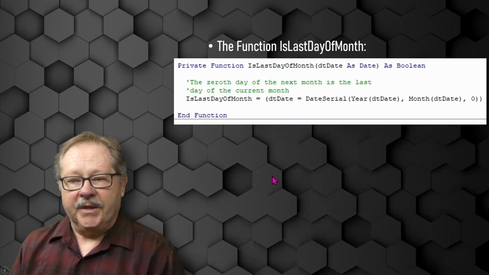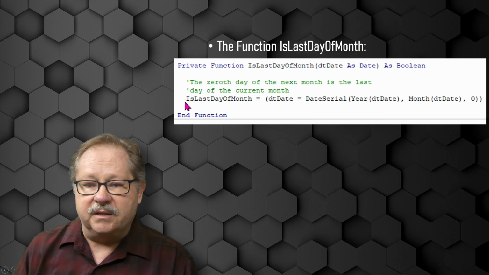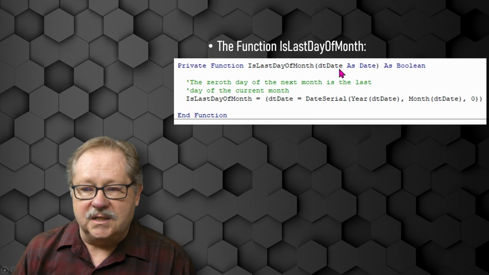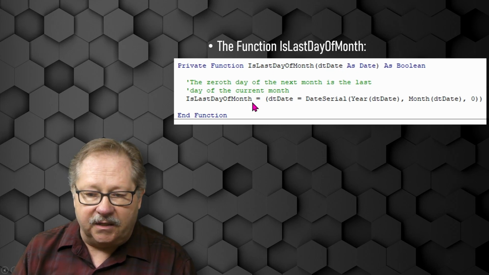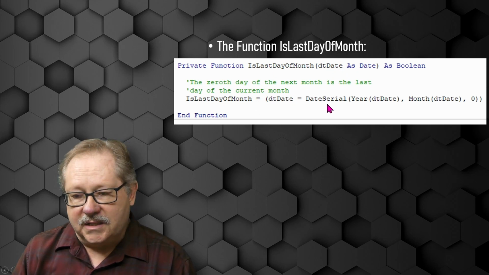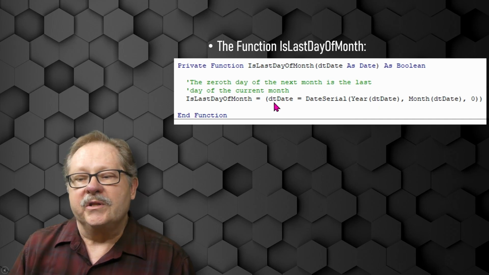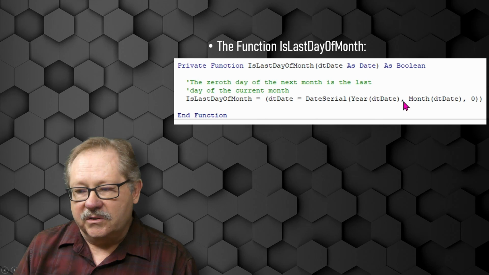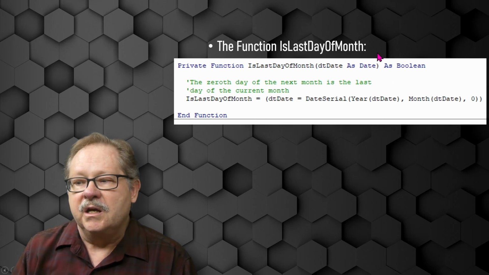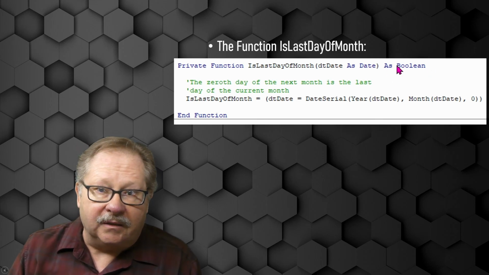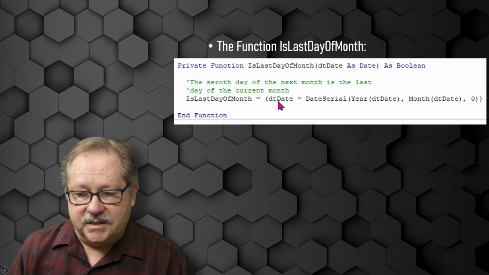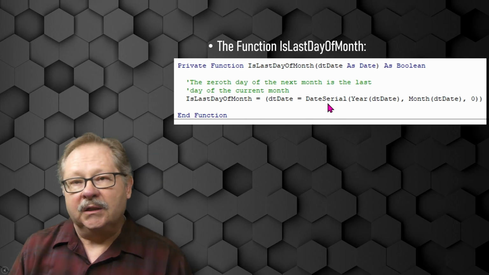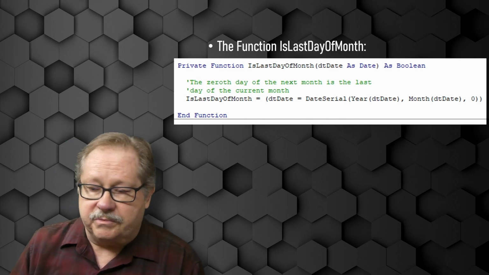Okay, so moving on. The IsLastDayOfMonth. So IsLastDayOfMonth, we're going to pass the date here, the dtDate here. We're going to say IsLastDayOfMonth equals dtDate equals DateSerial. We're going to then say whether this date is the last day of the month. If that evaluates to true, it's going to send back a true because we're going to send back a Boolean value. Or if dtDate is not equal to the last day of the month calculated with DateSerial, then we're going to pass a false back.